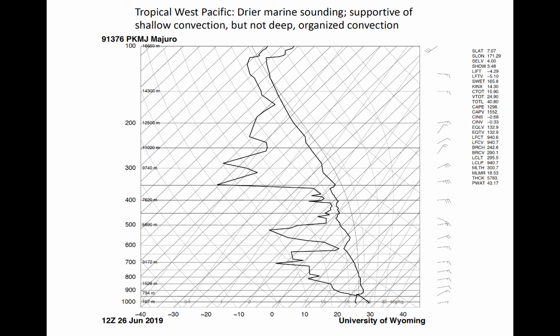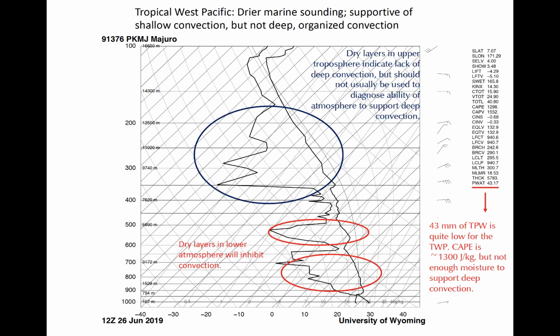This sounding is also from the tropical West Pacific, but it's much drier. Note that the TPW is much lower than before. 43 millimeters is a moderately low value for a TPW. The CAPE in this sounding was estimated to be about 1300 joules per kilogram. Thus, the environment is buoyant enough to support vertical growth of an undilute parcel.